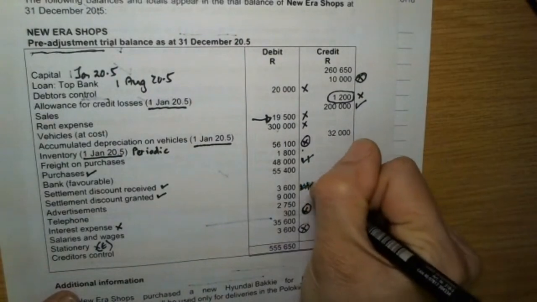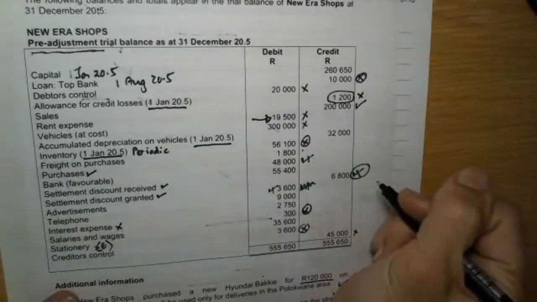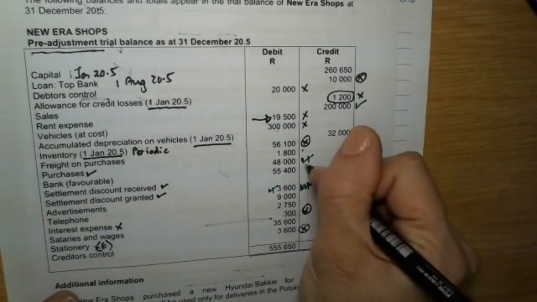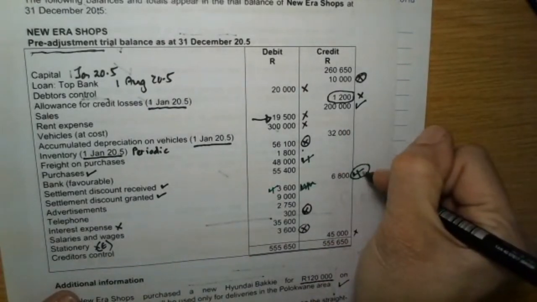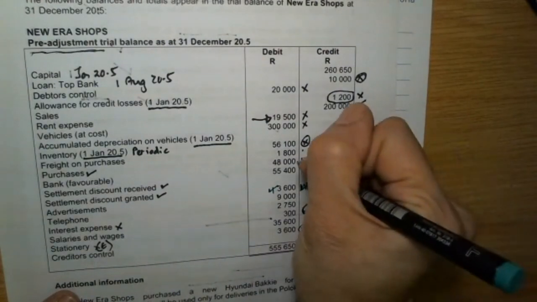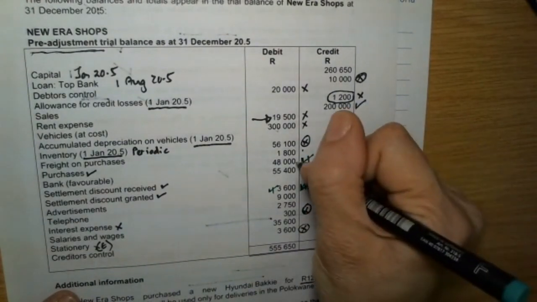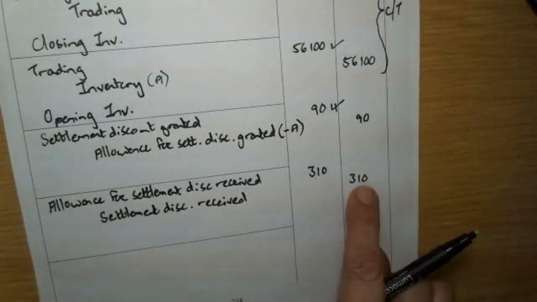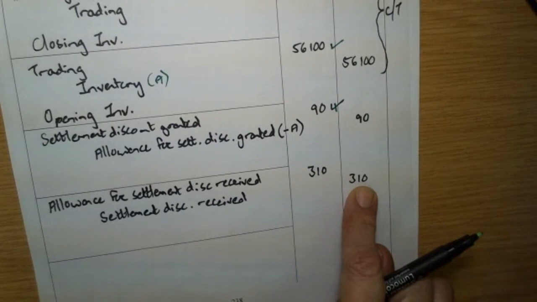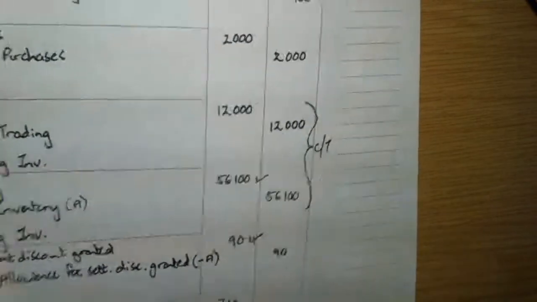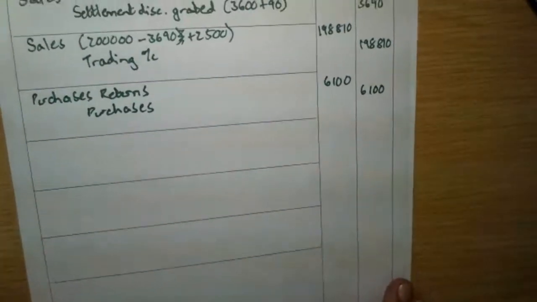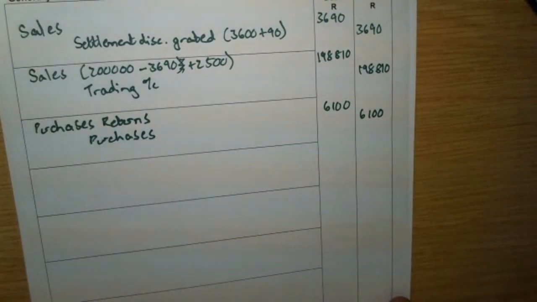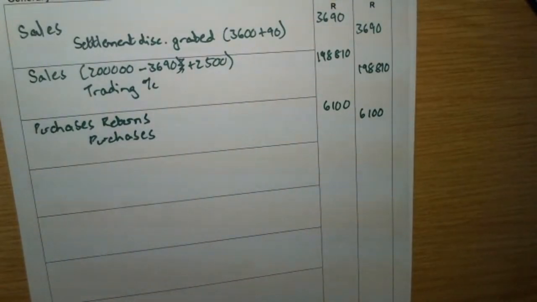I need to adjust for this settlement discount received. Sorry, I think I might have talked about granted just now. Settlement discount granted relates to sales. Settlement discount received relates to purchases. So I've got the 6,800 of settlement discount received that relates to purchases. So that will need to be deducted from purchases. But remember, I also made an adjustment. I adjusted the settlement discount received by 310 Rand. So my purchases account has various amounts that need to be reduced from it when I reverse that to the trading account.